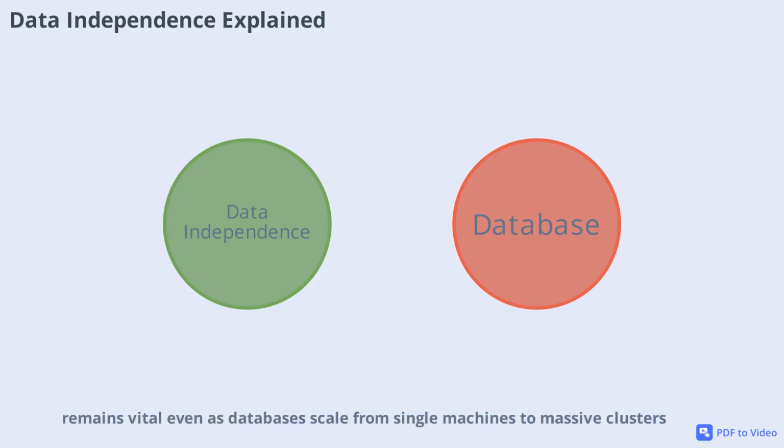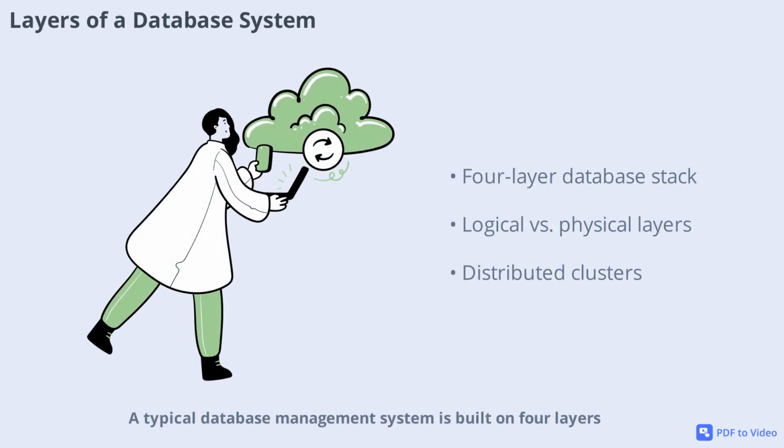A typical database management system is built on 4 layers: the logical query language, the logical data model, the physical compute layer, and the physical storage layer. While the logical layers define how users interact with data, the physical layers handle the actual computation and storage. Over the past 2 decades, the physical layer has shifted from single machines to distributed clusters, but the logical experience for users remains consistent.